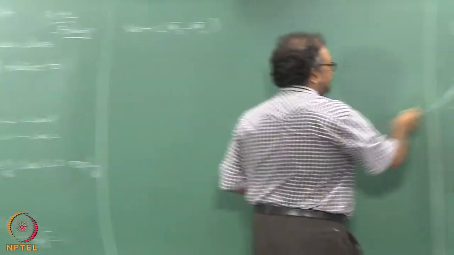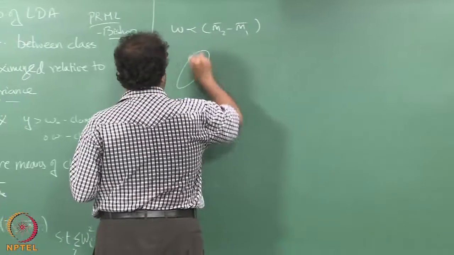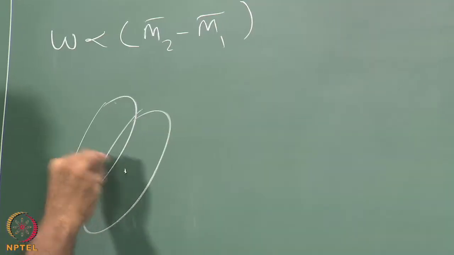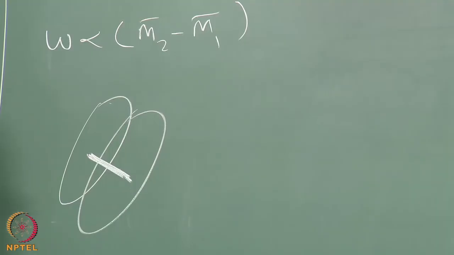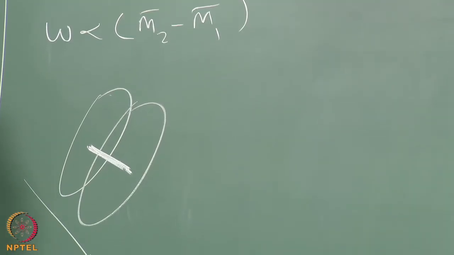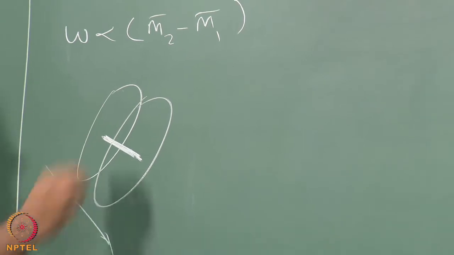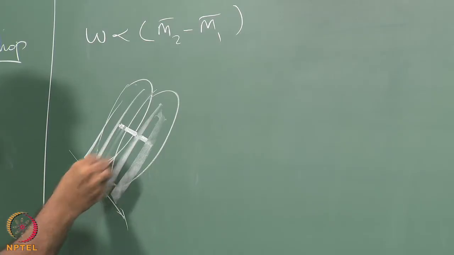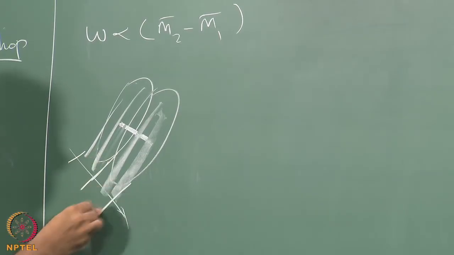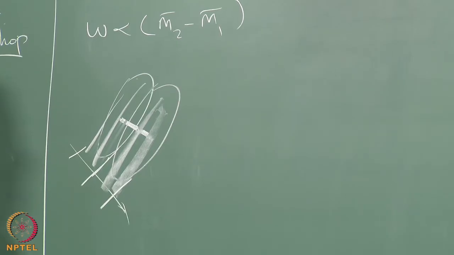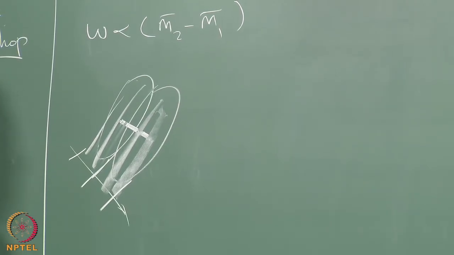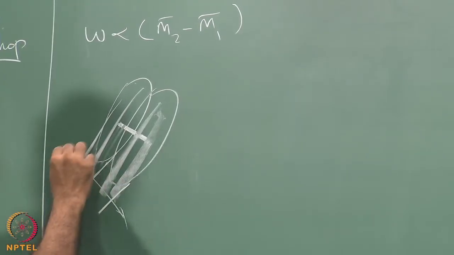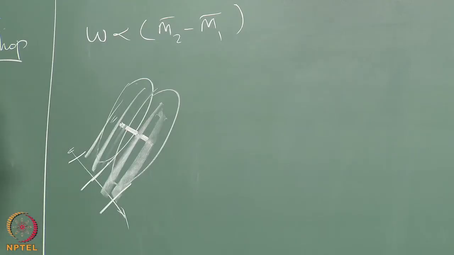So let's do it again. I have two classes, I take the means. So this will be the direction of the projection. I will have to project everything onto this, this way. So this will become class 1, that will become class 2. Does it make sense? Yeah, so this line and this line are actually parallel to each other.